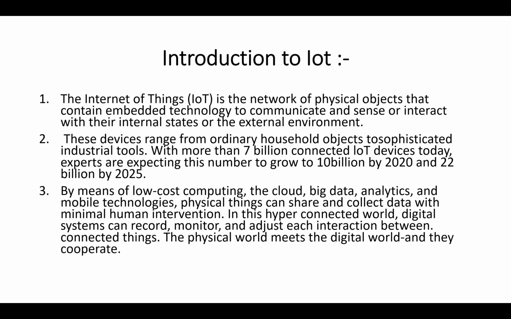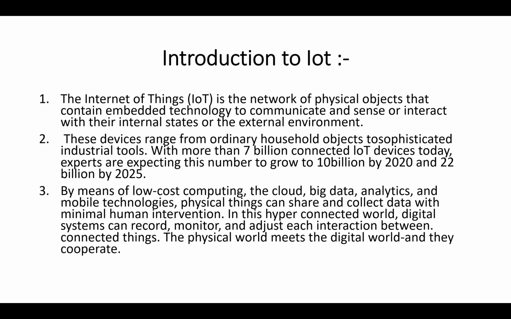Let's go to the introduction to IoT. IoT is the Internet of Things. It is the network of physical objects that contain embedded technology to communicate and sense or interact with their internal states or the external environment. These devices range from ordinary household objects to industrial tools. There are more than 7 billion connected IoT devices today, and experts expect this number to grow to 10 billion by 2020 and 22 billion by 2025.